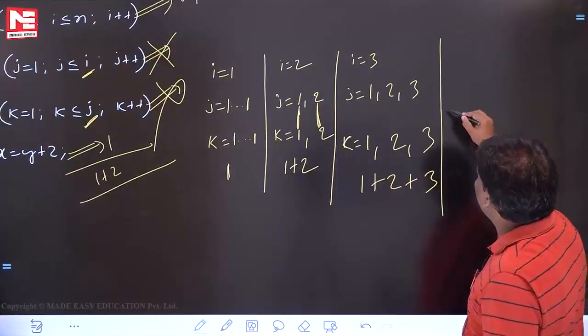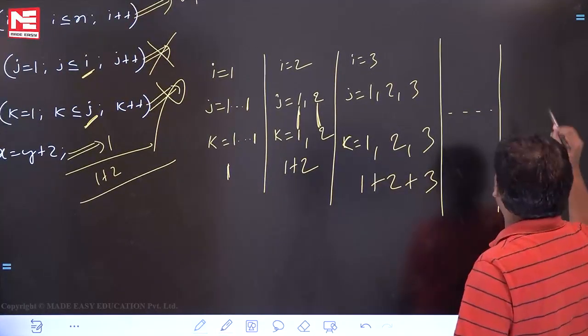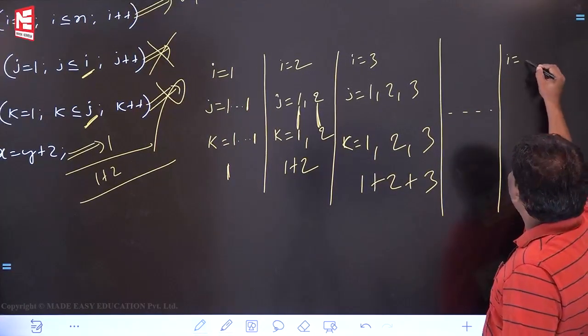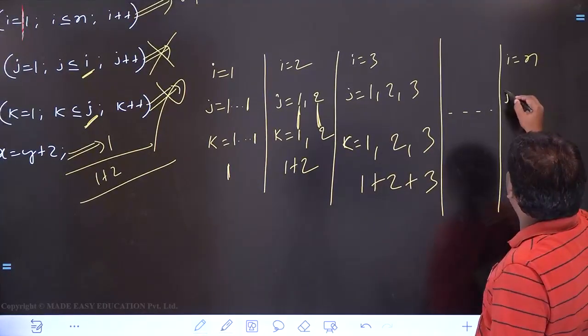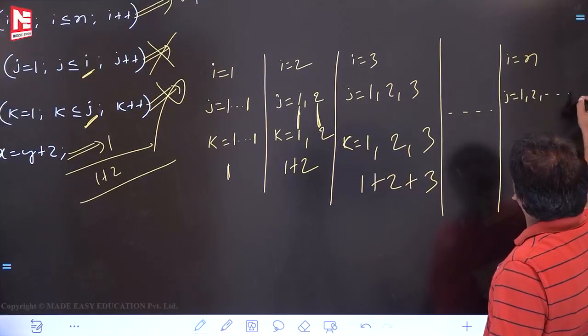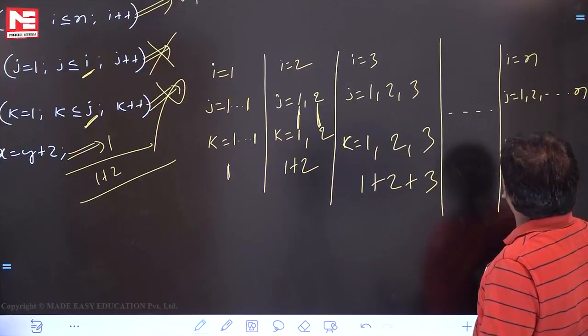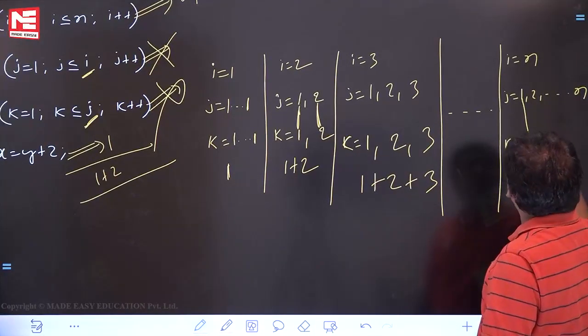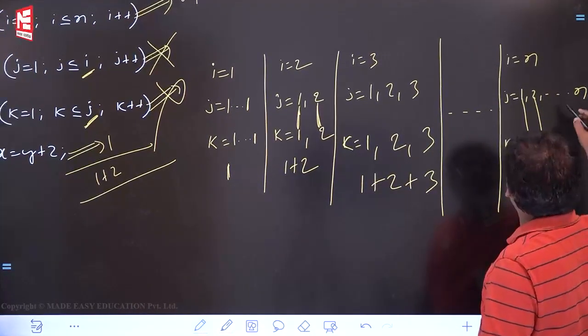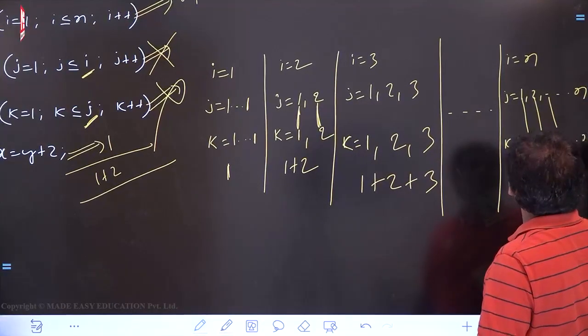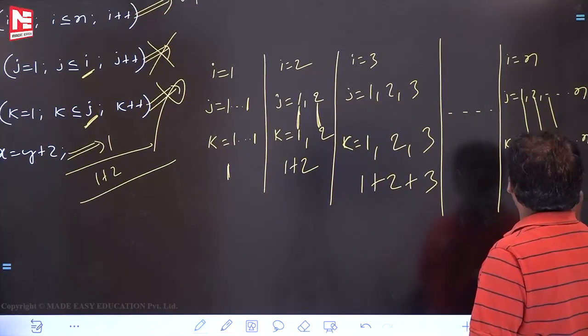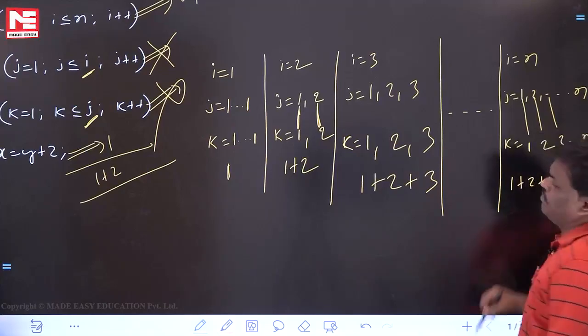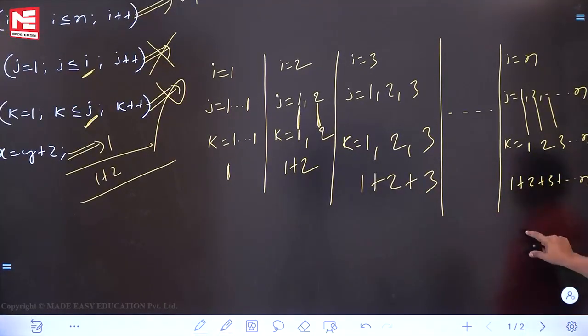Those people who are getting this idea, let me ask you one small question. Please help me, what is the answer? I is equal to n, assume. Then J is going to be 1, 2 and so on up to n. What about the K value? If it is 1, it executes 1 time, if it is 2 it will execute 2 times, then 3 times, and so on up to n times, totally 1 plus 2 plus 3 and so on up to n times.